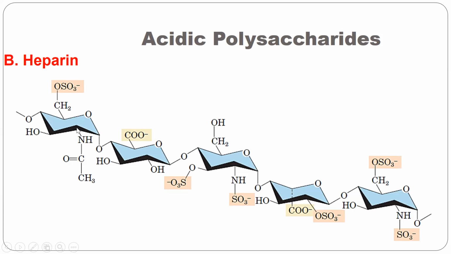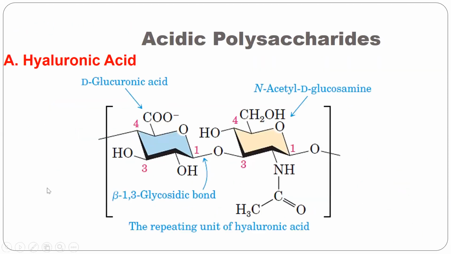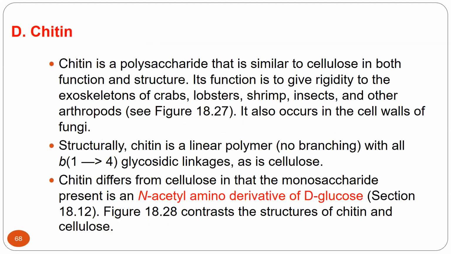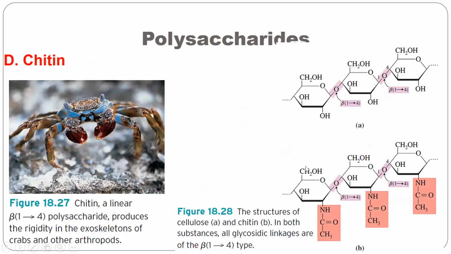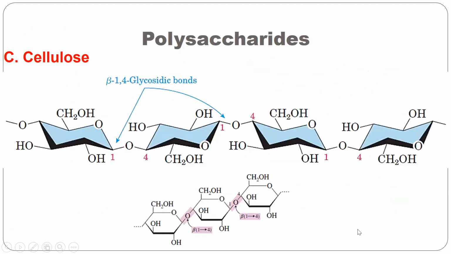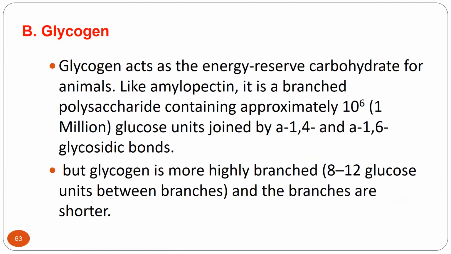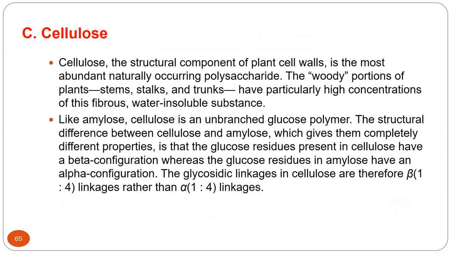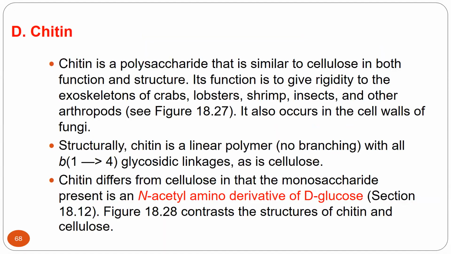So what is the modified glucose? Instead of OH here, it has NH, C double bond O, CH3. So you call this one N-acetylglucosamine, but it also has a 6-sulfate. So N-acetylglucosamine 6-sulfate is further modified compared to chitin, and it is found in hyaluronic acid. Chitin only has N-acetylglucosamine.